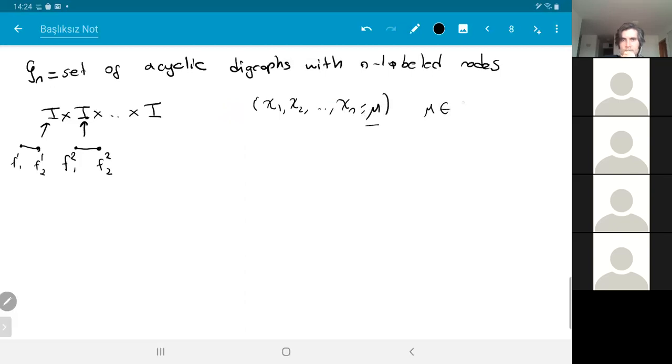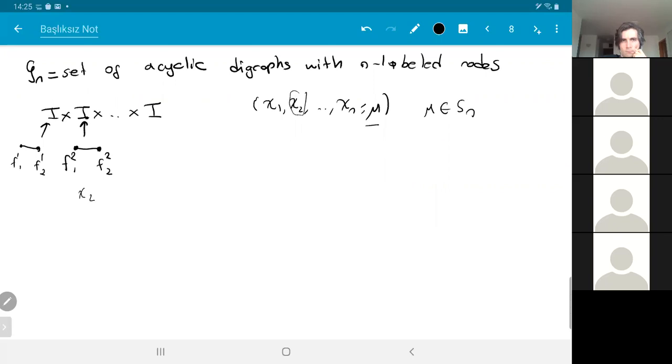Where mu is in Sn, which exchanges the coordinates here. For example, mu sends the first to the second one and the second one to the third one, and so on. And I have Xi_i, let's say Xi2. Xi2 interchanges these two facets of this interval.